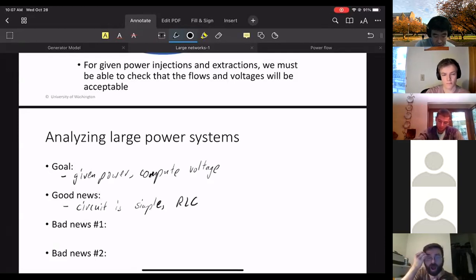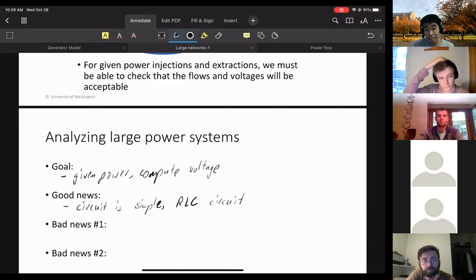This is an RLC circuit, right? Once we reduce things to the pi model, all we have is an RLC circuit. Okay, so that's the good news. There is also some bad news associated with this.